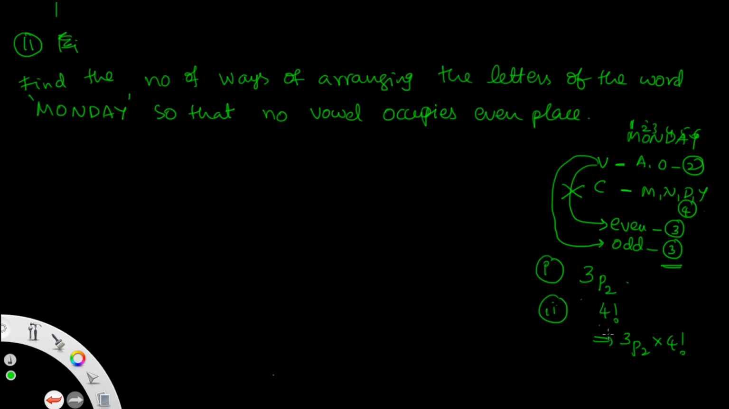By the fundamental principle of counting, the multiplication rule, this work and this work, so it is multiplied: 3P2 into 4 factorial. This is the rough idea about the question. So now write the total solution.